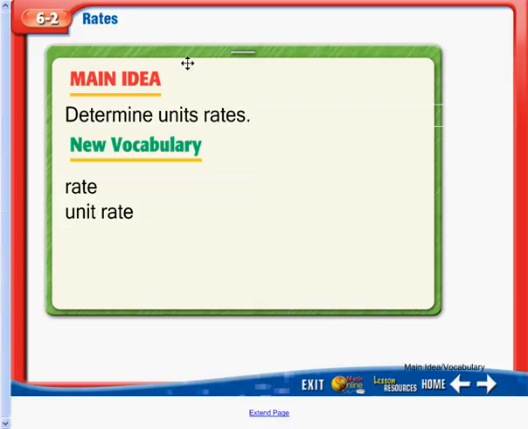Today's lesson is 6.2, which is over rates. The main idea today is determining unit rates. So our new vocabulary is of course the word rate, and rate is defined as a ratio of comparing two different terms. So comparing two different terms.